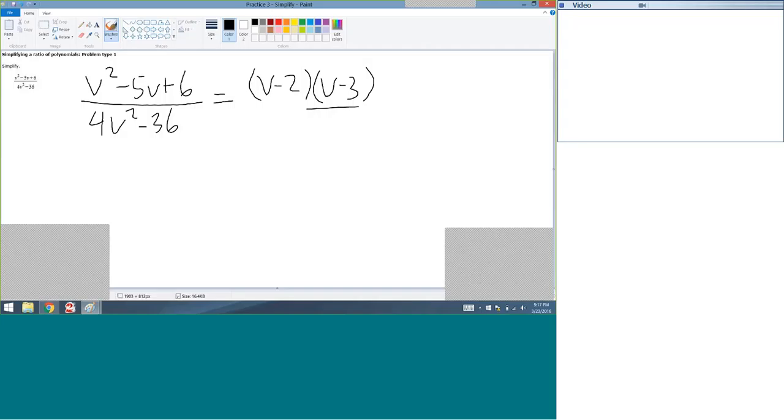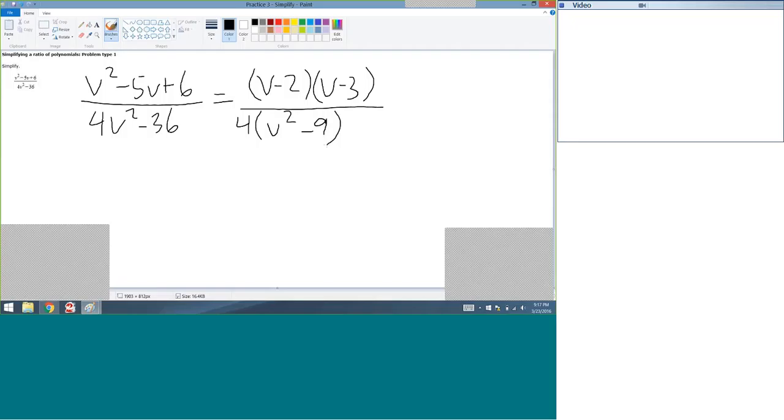Then in the denominator, we have another case where the GCF is something that we want to do first. The top didn't have one, but now the bottom does because they're both divisible by 4. So when we divide out that 4, we end up with v squared minus 9.